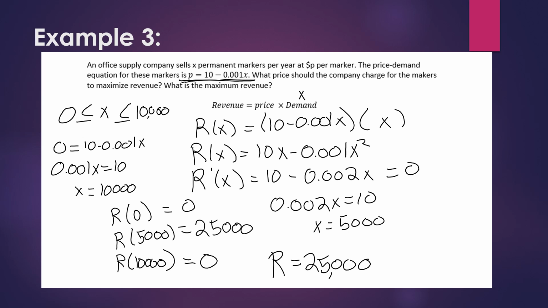And what else were they asking for? They were asking for the price. So to find the price, I need to plug into my price equation here. P equals 10 minus 0.001x. And when I do that, my price is $5. So I'm going to sell these pens for $5 a pen. And my revenue is going to be $25,000.